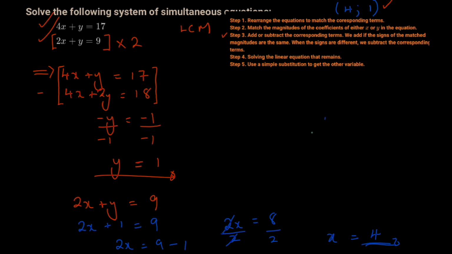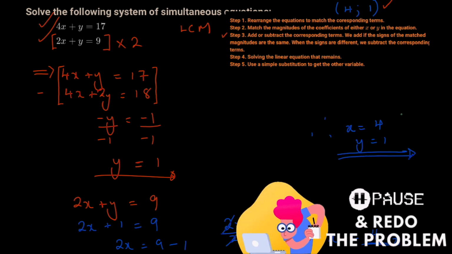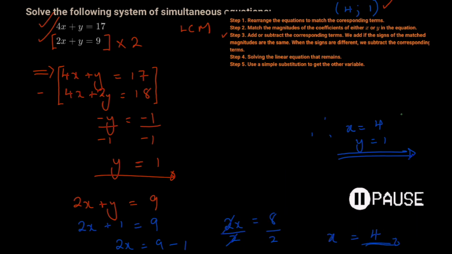So I'm going to say, therefore, this is how I conclude my equation. I say x equal to 4 and y equal to 1. Like this. And then I just put my beautiful arrow again, just like this. So this is how you work out the equation.